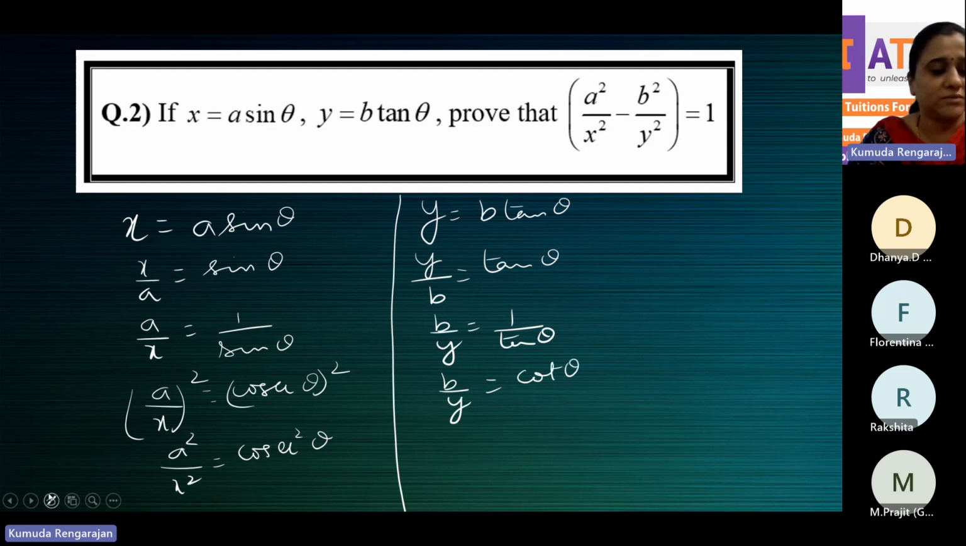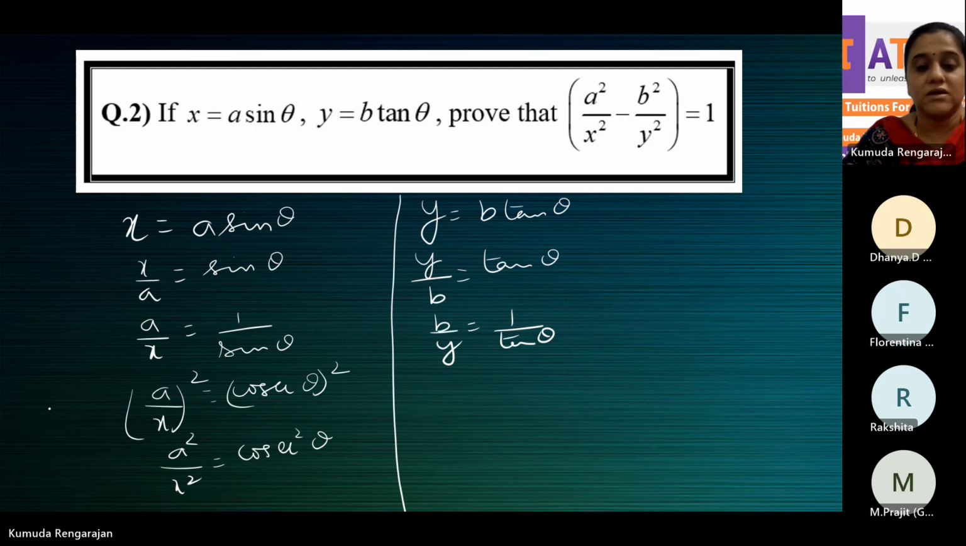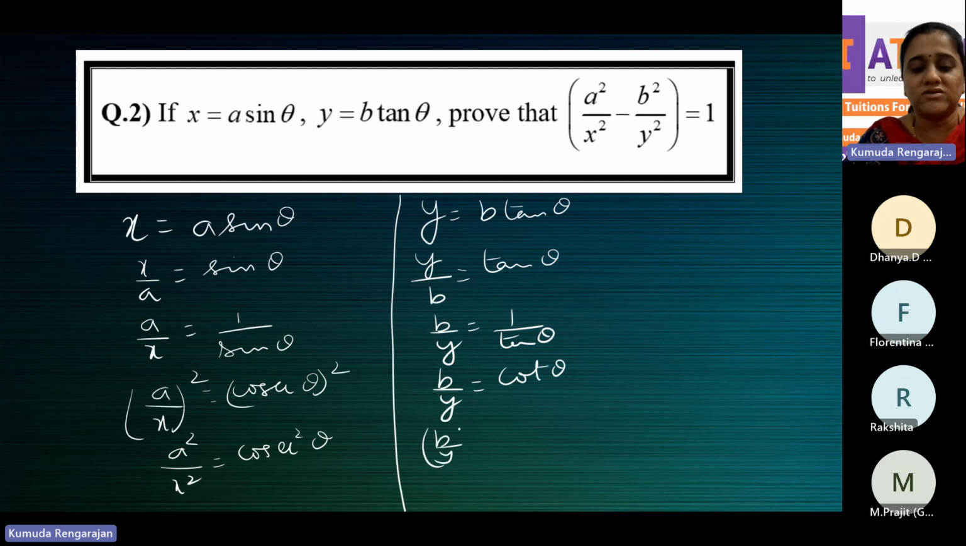One second, let me write. We have to find b by y. Y by b is tan theta, b by y is, oh yeah, I've written it already. So b by y is equal to cot theta. So when you square it, b by y the whole square is equal to cot theta the whole square, which is cot square theta. Correct? So b square by y square is equal to cot square theta.